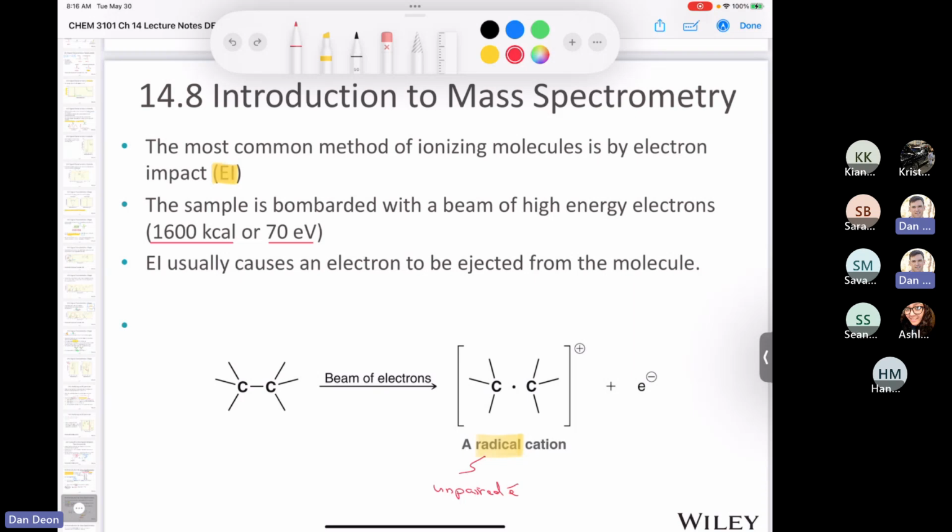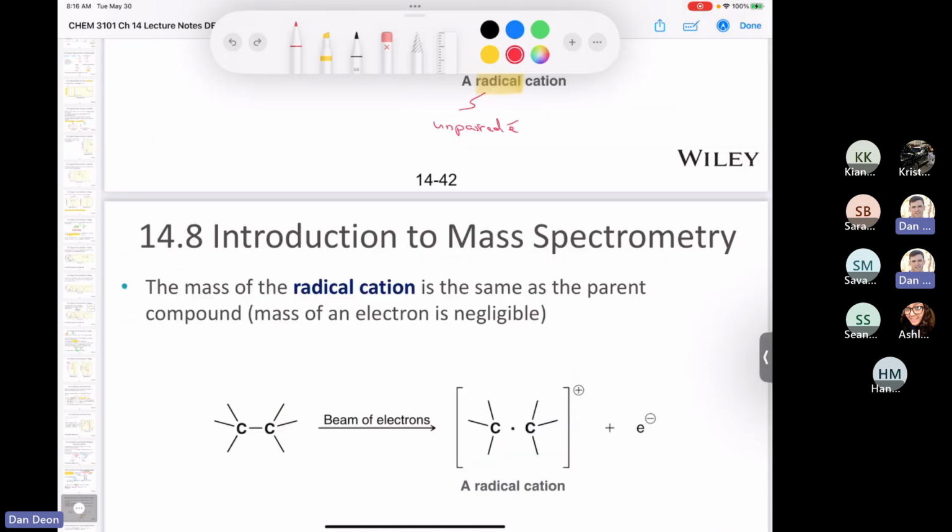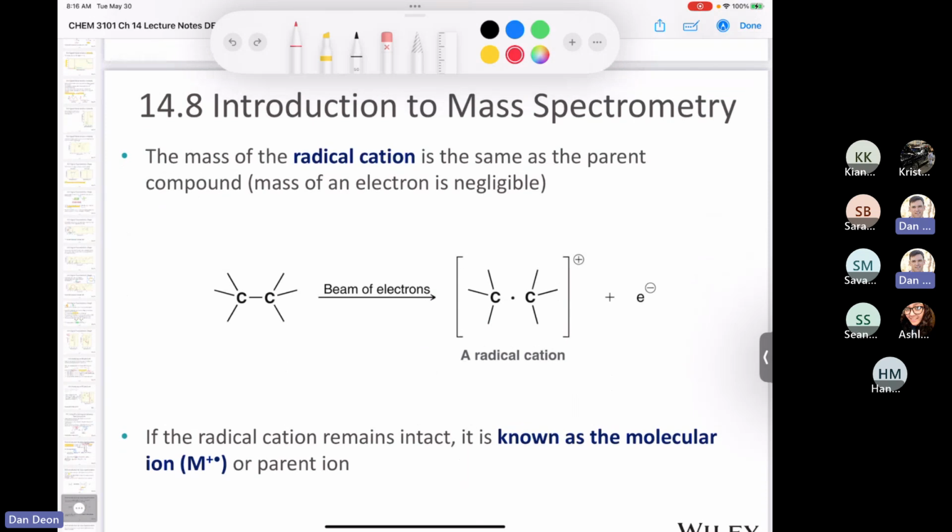So again, what do we see in the mass spectrum? We see ions in the mass spectrum. If it doesn't have a charge, we don't see it in the mass spectrum. All right, so we've hit our molecule with a high energy beam of electrons, we get a radical cation. Let's talk about that radical cation a little more.